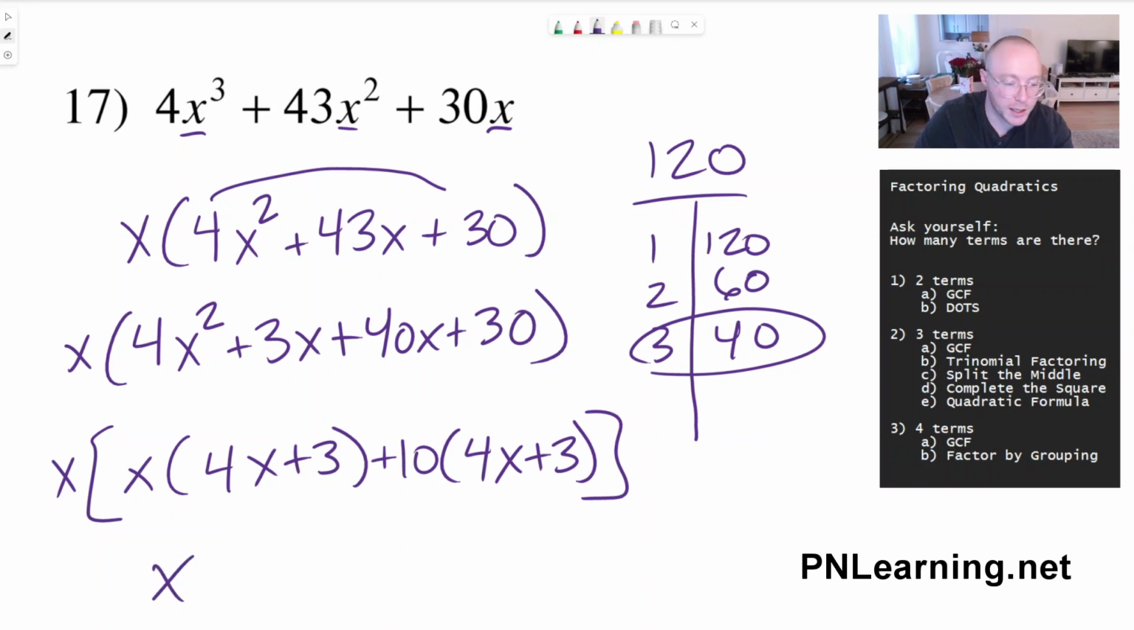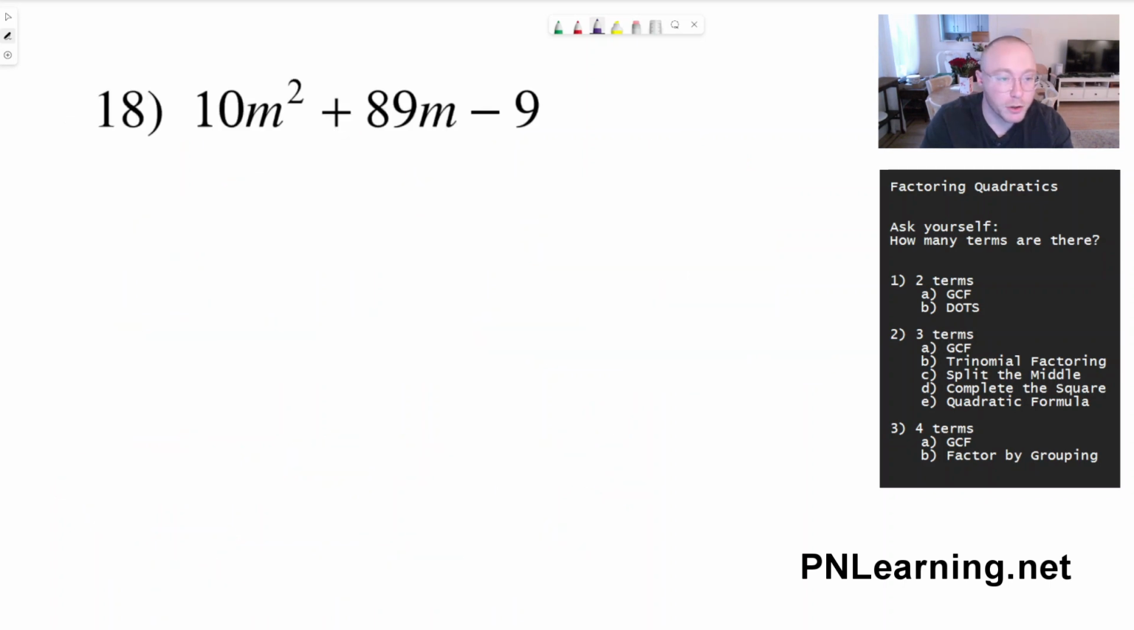And we're here at the answer. We're going to bring down this x. And then let's see, we'll have x plus 10 and 4x plus 3. All right, here's number 18.